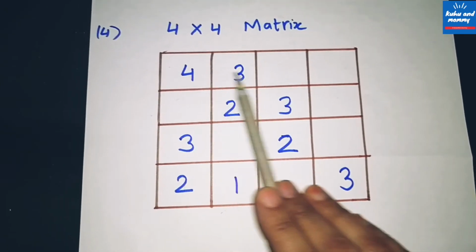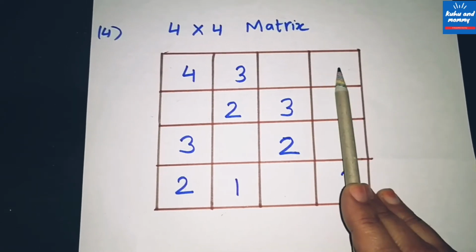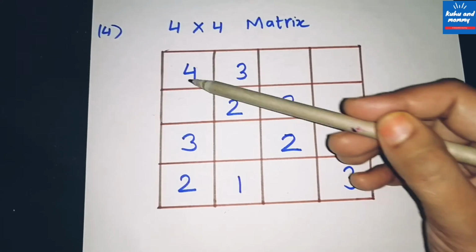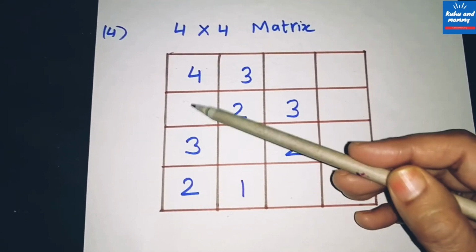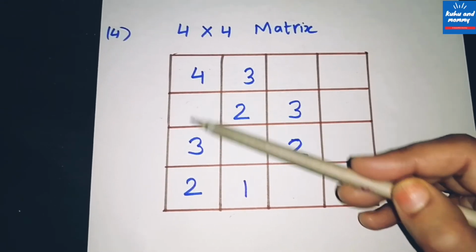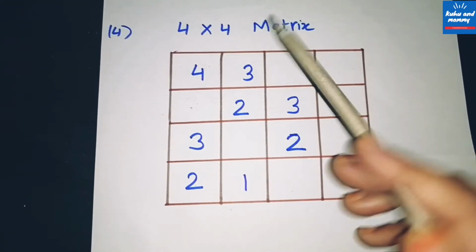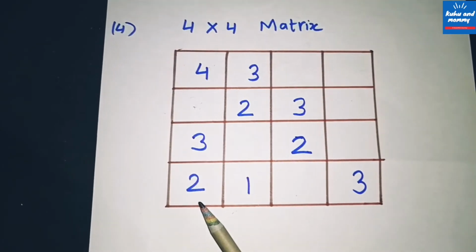Like this row has 4 and 3 already, so there can't be 4 and 3 again in this row. And this row has 2, 3, 4, so there can't be these numbers again repeated in this row. So 4, 3, 2 cannot be repeated in this row again. So this way no number should be repeated in any row or in any column.